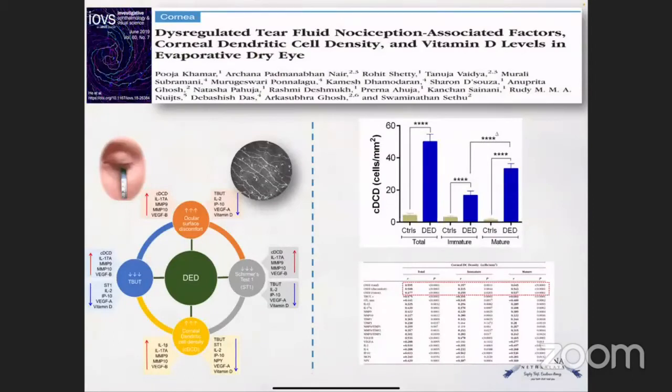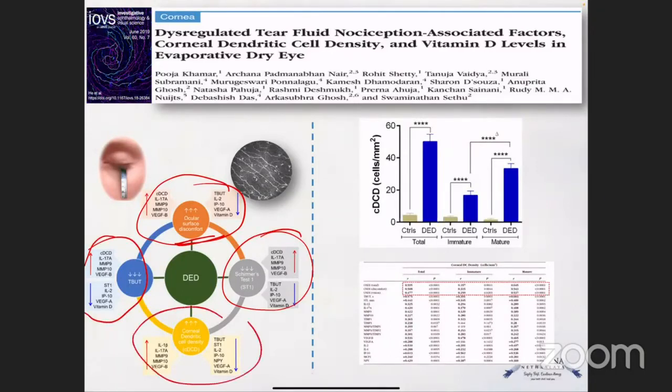So this is a paper which came 2 years back in IOVS, where we looked at all the markers that vitamin D changes on the ocular surface. Markers which cause change in Schirmer's, markers which cause discomfort. This is a very important thing. And if I want to put one thing about vitamin D, the discomfort scale is very high. The markers which cause TBUT changes and markers which cause confocal changes.